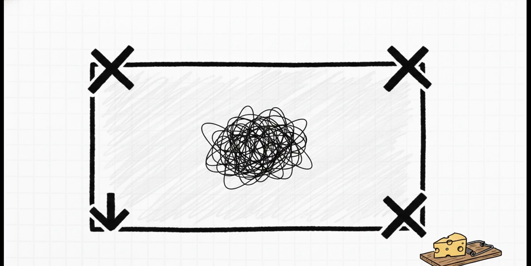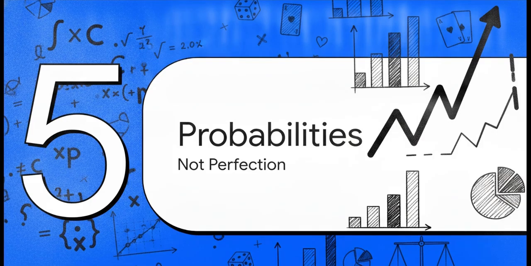The creator warns that if you challenge the strongest sellers at the top or those well-funded buyers at the bottom, you are going to, in their very colorful words, get cheesed every single time. And finally, part 5, probabilities over perfection.